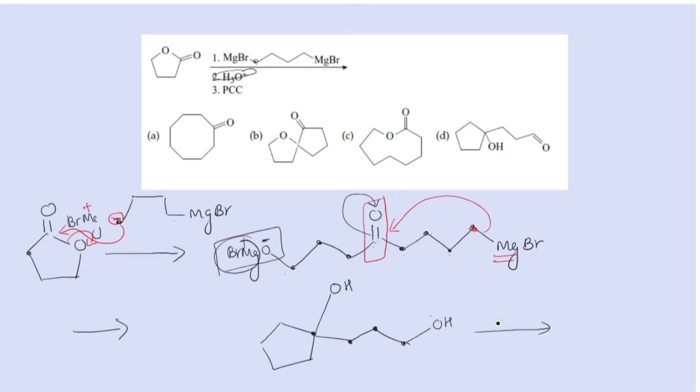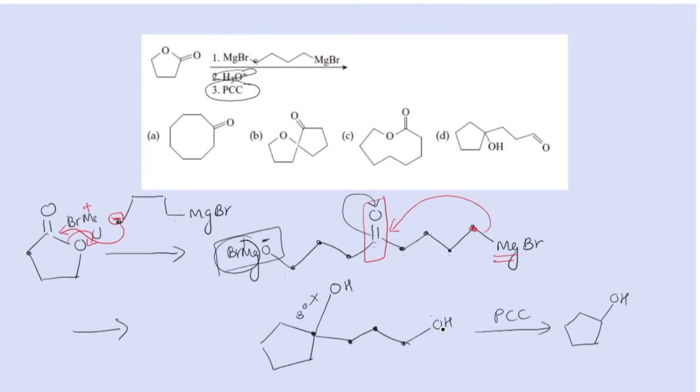Then what happens? In the final step, you are adding PCC. PCC is an oxidizing agent. It will convert primary alcohol to aldehyde, secondary alcohol to ketone. Tertiary alcohol will not undergo reaction. Look at this. This is a tertiary alcohol. So no reaction with PCC. What about this? This is a primary alcohol. Hence you are going to get an aldehyde over here.